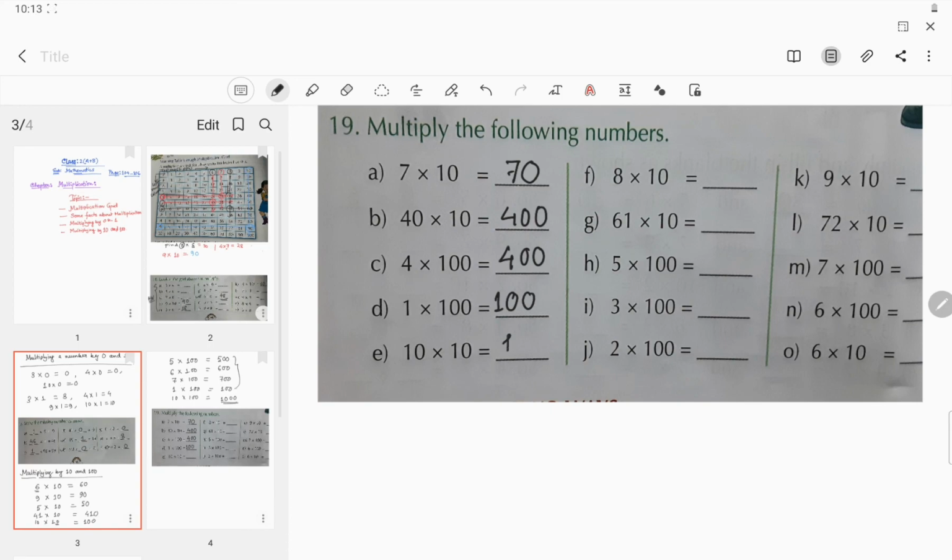10 cross 10, that means you have to write 10, that is the number, and because you are multiplying by 10, you have to add only 1 zero at the end. So 10 and 0, that means 100. Similarly, it would be 80, 61 and at the end 0, 610, it is 500, 300, 200, and K, L, M, N, O you have to do in your book by yourself.